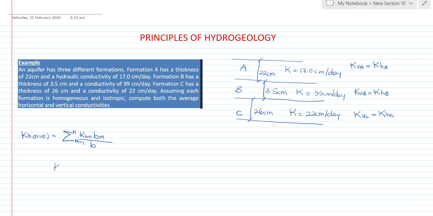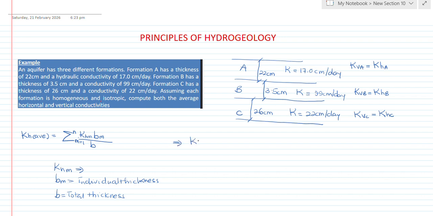Let's define the parameters. K_H,m is the individual horizontal hydraulic conductivity. Then b_m is the individual layer thickness, and B is the total thickness of the aquifer, which is the sum of the individual thicknesses. So in that case, we have everything here, so we can go ahead and compute.